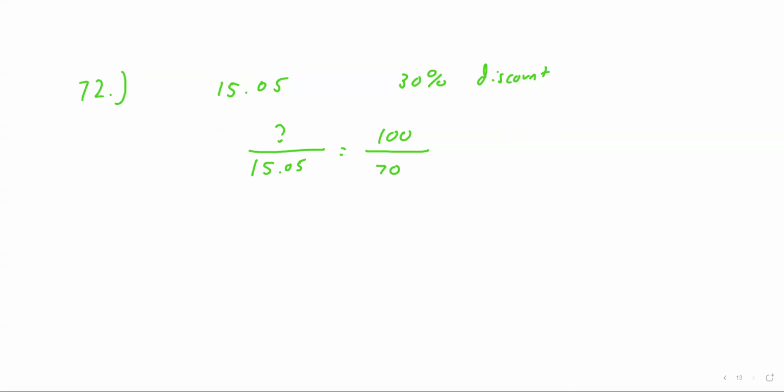So that'd just be 15.05 times 100, and then I would divide that by 70. And so my answer here would be $21.50 was the original price of the book.